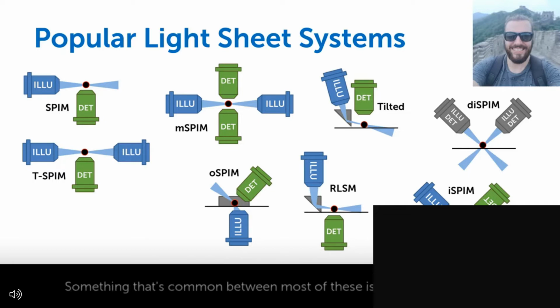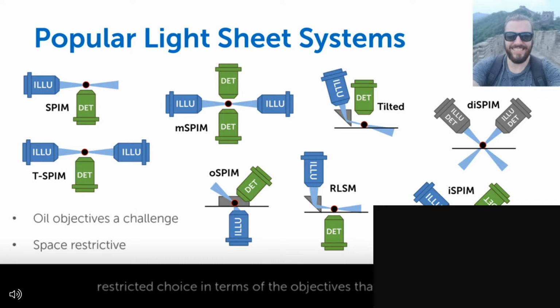Something that's common between most of these is that you do have a restricted choice in terms of the objectives that you can use and the space that your sample can occupy. If you want to use a very high NA oil objective, you may not find it compatible with some of these techniques. And if you want to image a very large, cleared sample, it also may not be compatible with some of these techniques. So while there are a lot of variants, there are some shared restrictions.